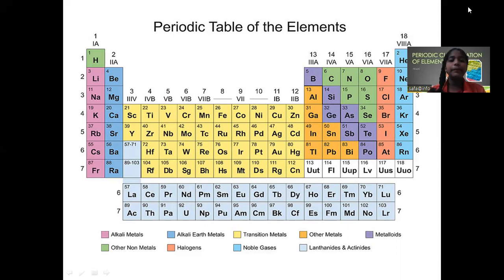niobium, molybdenum, technetium, ruthenium, rhodium, palladium, silver, cadmium, indium, and tin. So these all are the elements. We have 118 elements, and the elements are classified in a periodic table, and we have S block, D block, F block, and P block. Before telling about all the blocks, let me tell you about the periodic table.